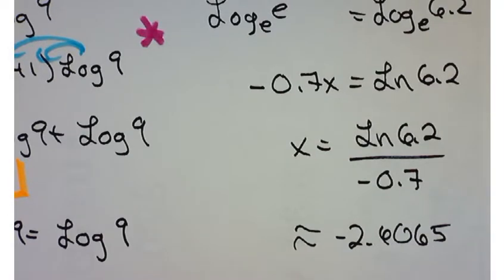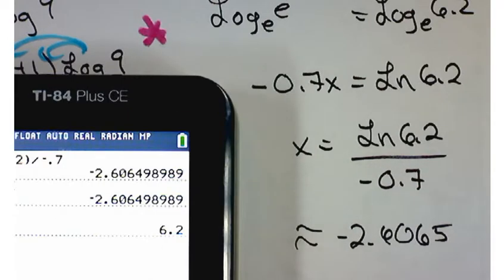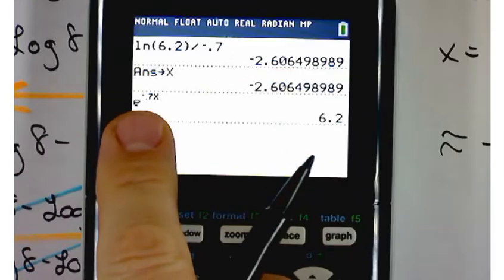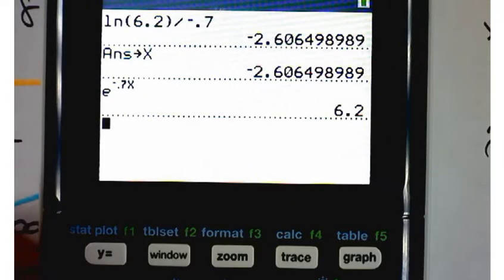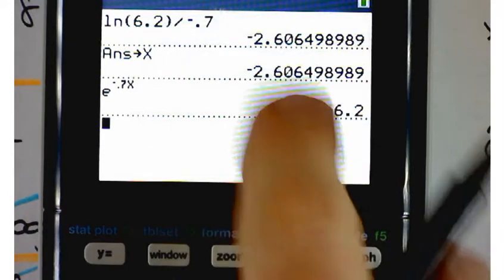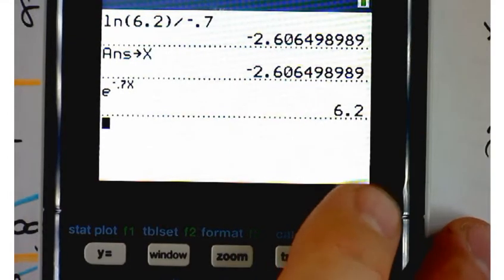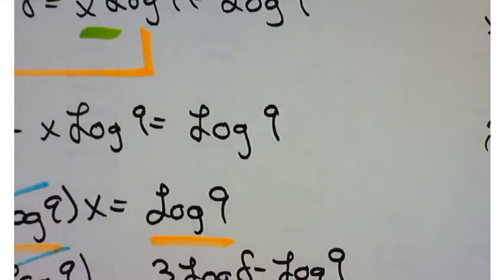Okay. I did e to the -0.7x. It depends on your calculator. Not on that one. Not on the 84s. You don't need to. Some of the older ones you might need to.